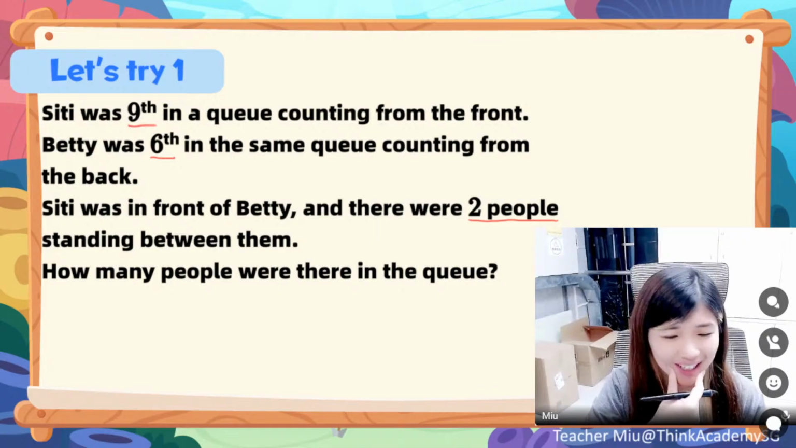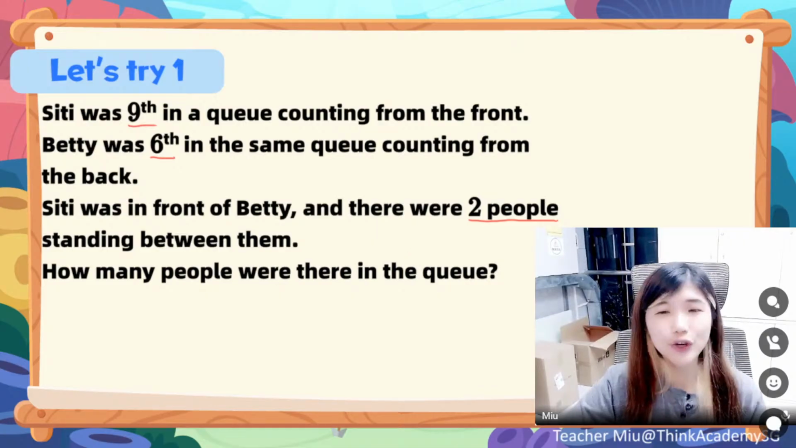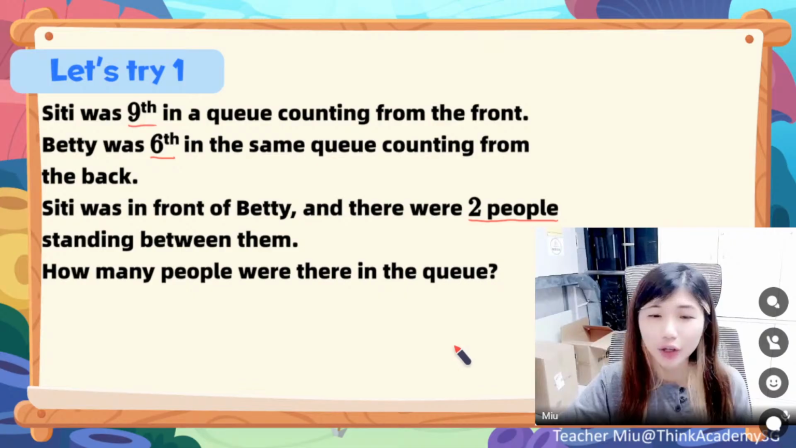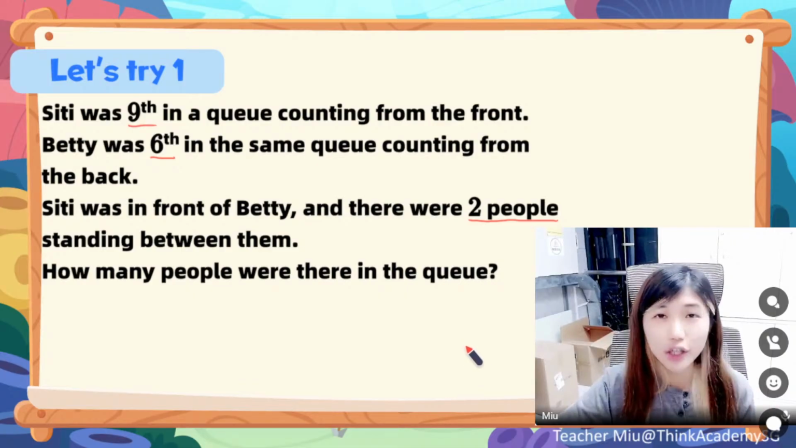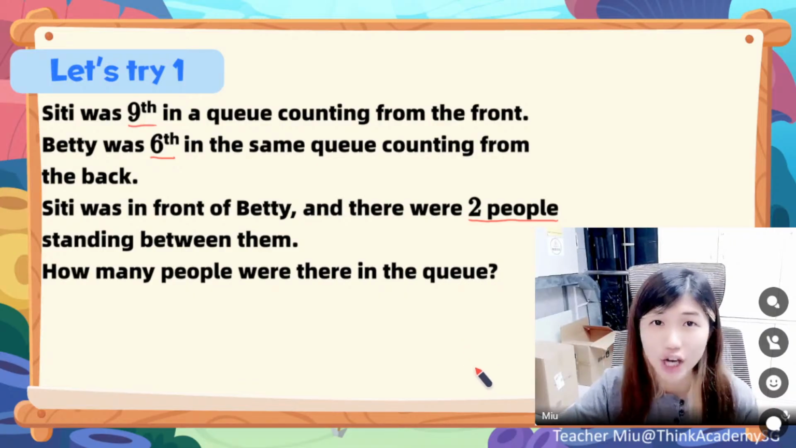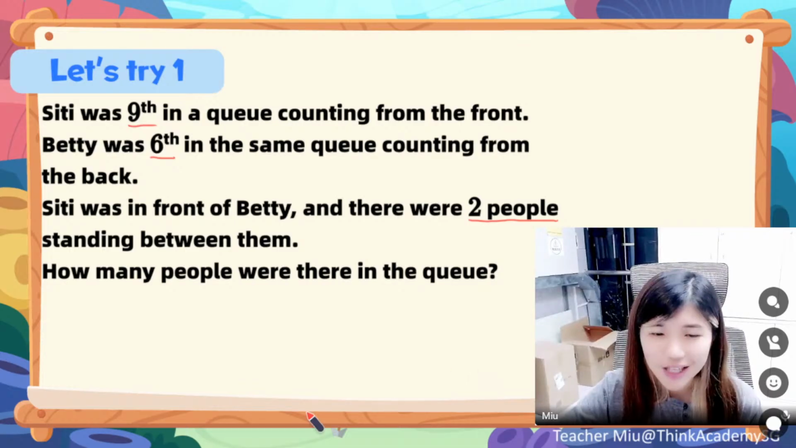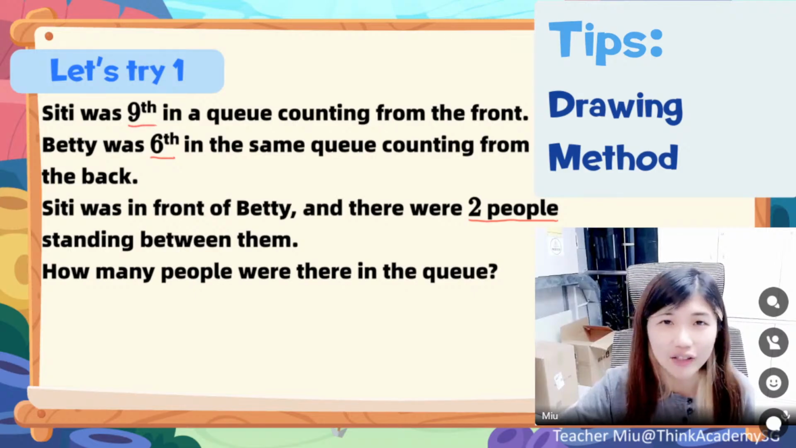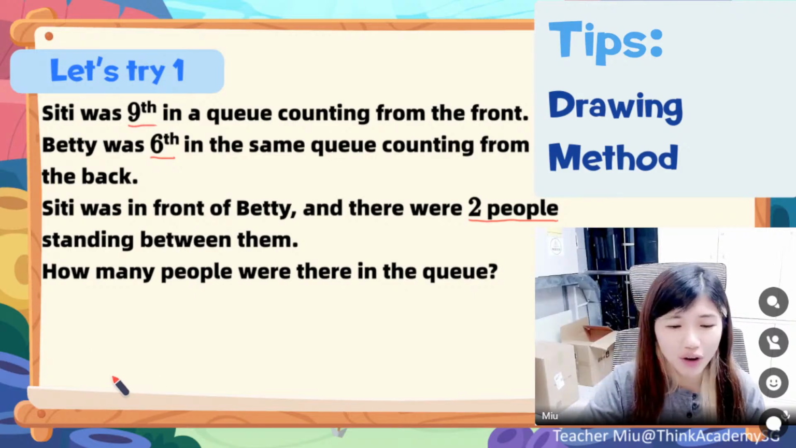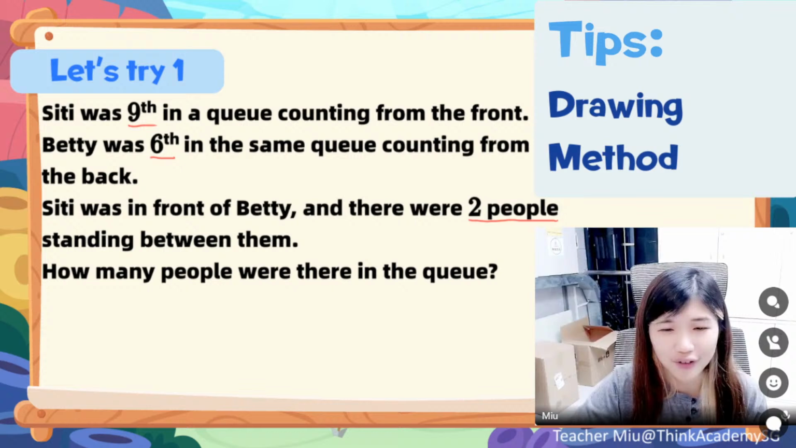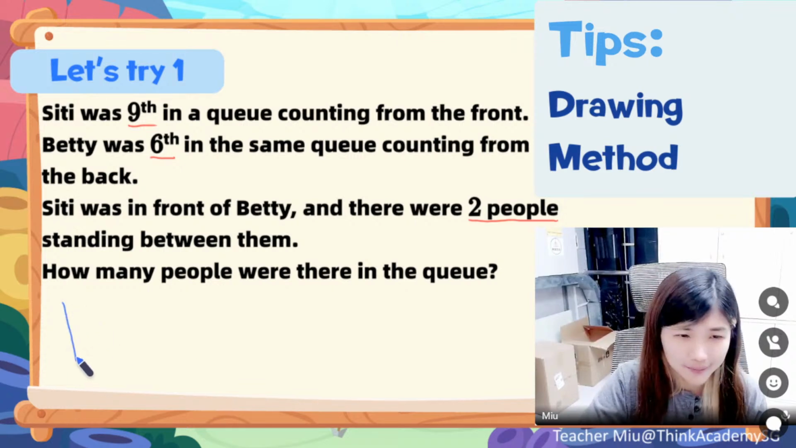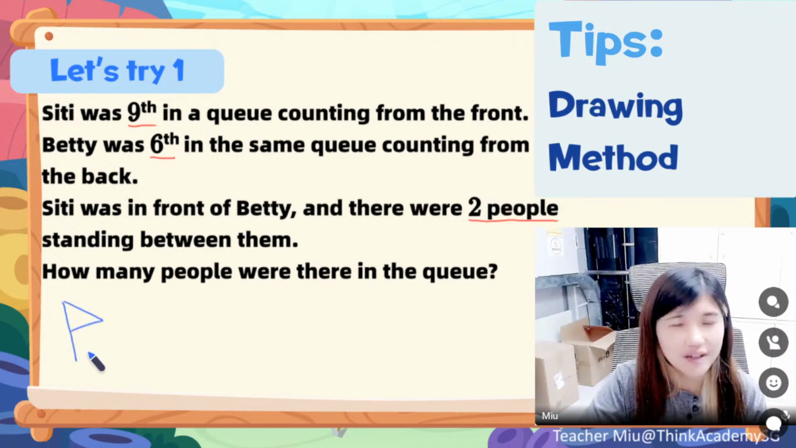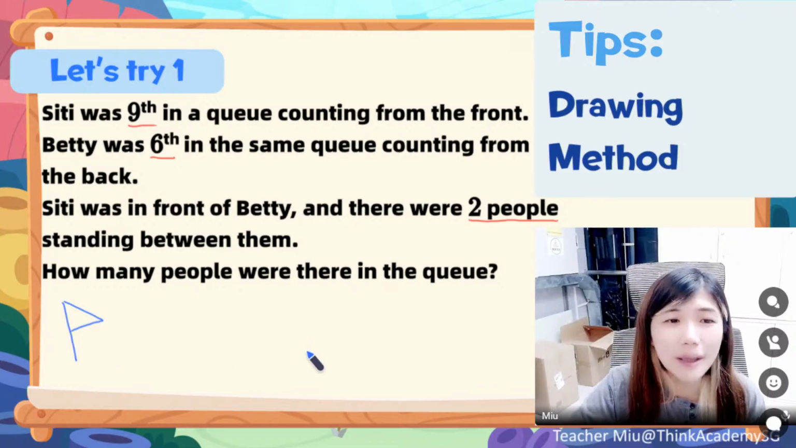Okay. All right. So for this kind of question, again, it's about queuing problem. When we were doing queuing problem, do you remember what method shall we use? Drawing method, right? So we shall use drawing method to find out how. Step 1, draw a flag. All right, so let me just draw a flag. In the blue color, draw a flag that shows the front. Then we draw the main character.